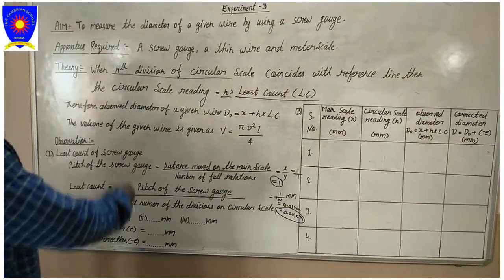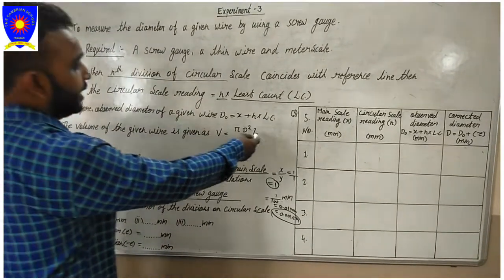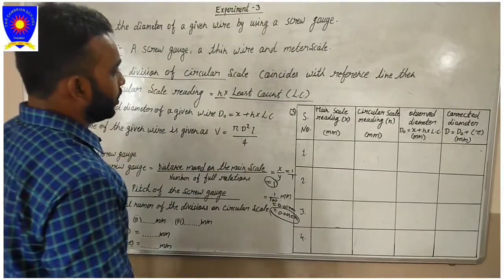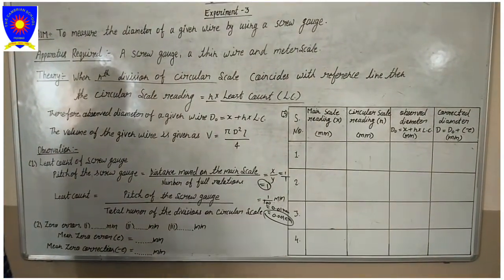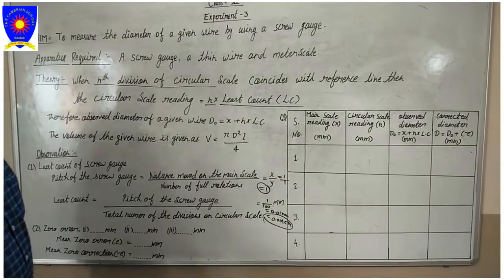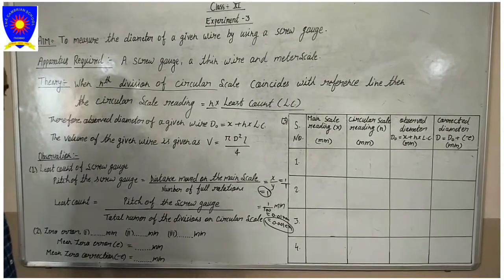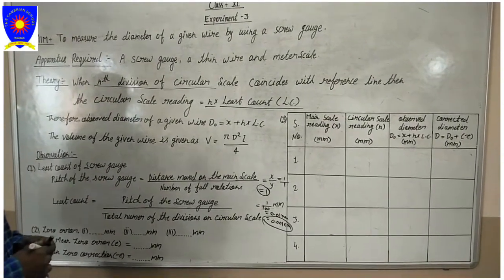So we can find the volume V equal to pi d square L upon 4. What is L? L is the length of the wire, and the length of the wire we can find with the help of a meter scale. Now we have to find what the observations are.